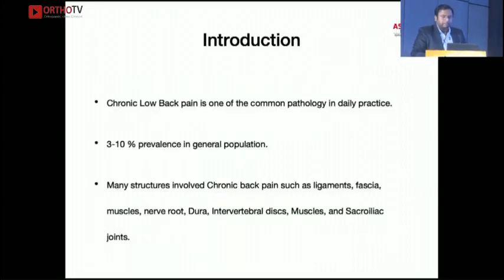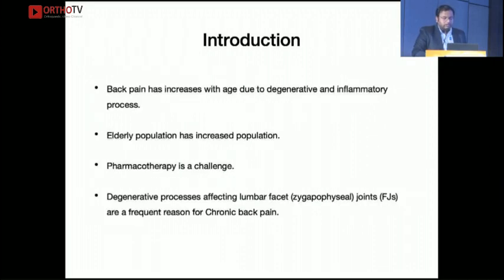Chronic low back pain is one of the most common pathologies in daily practice. Its prevalence is 3 to 10% in the general population that comes to our OPD. Many structures are involved in chronic back pain, such as ligaments, fascia, muscles, nerve root, dura, intervertebral disc, and SI joints. Here we will discuss the facet joints.